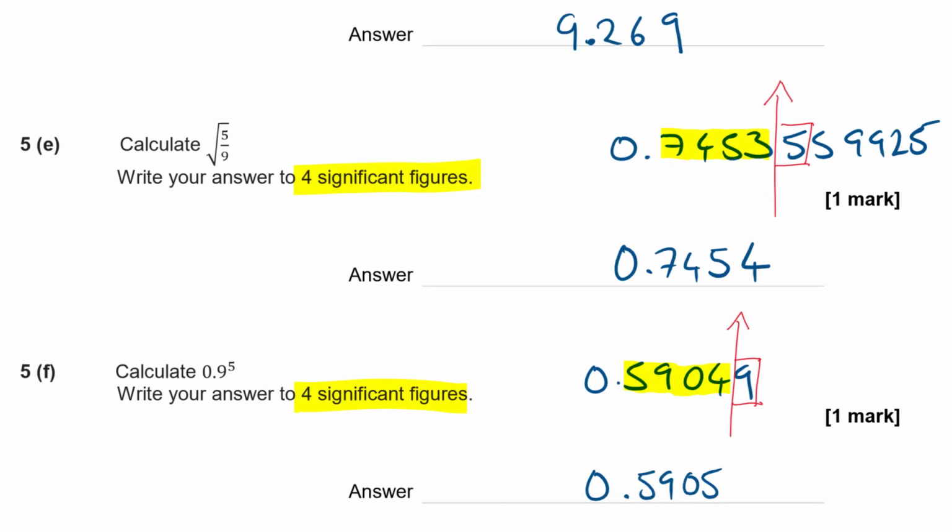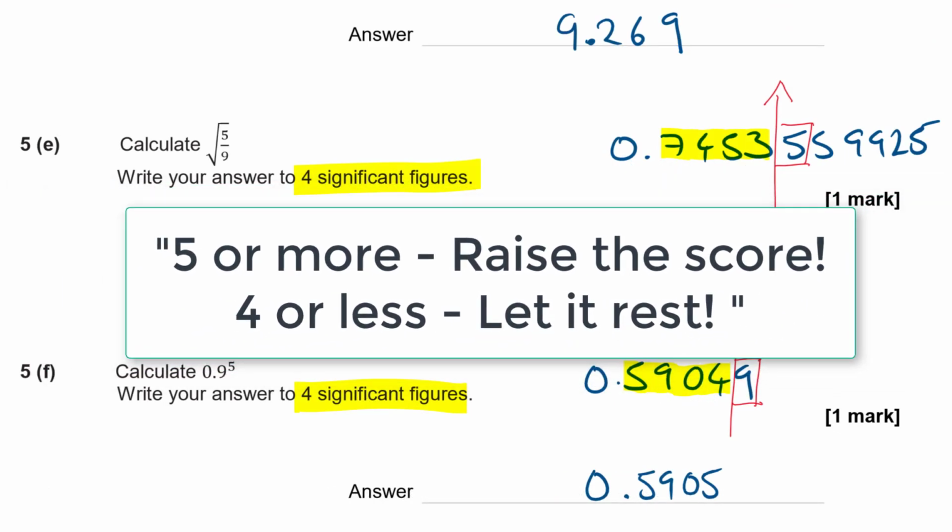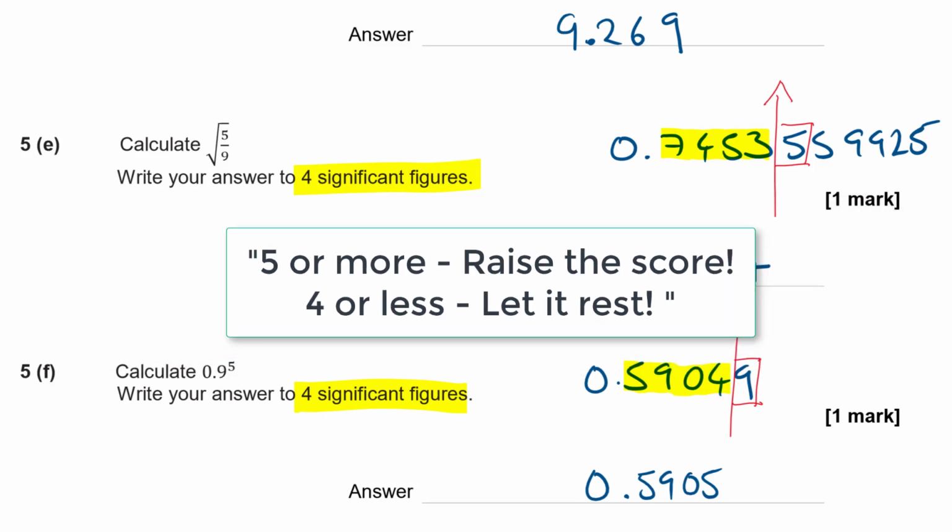And that's all the questions. So just remember, 5 or more, raise the score. 4 or less, let it rest. The first significant figure is the first non-zero digit, and then you just count after that. Okay. See you on the next one.